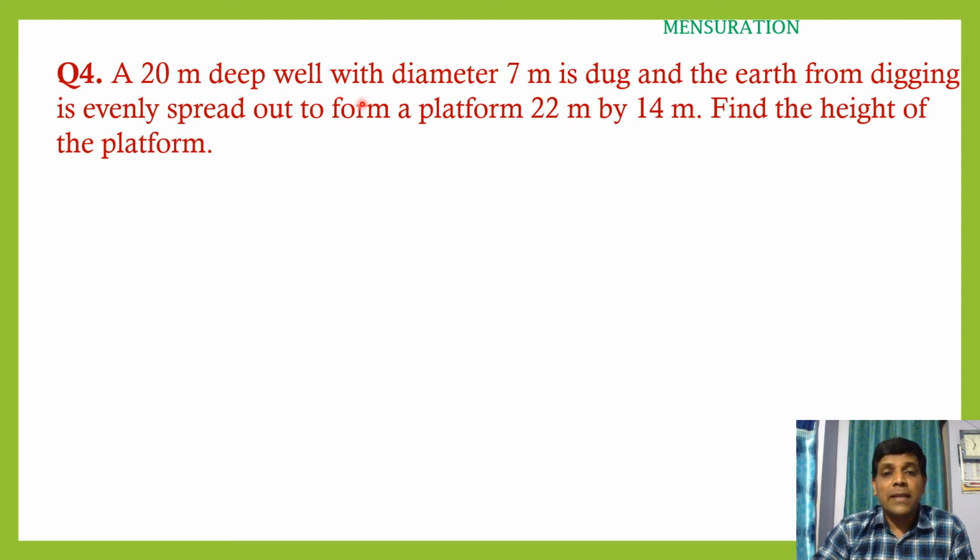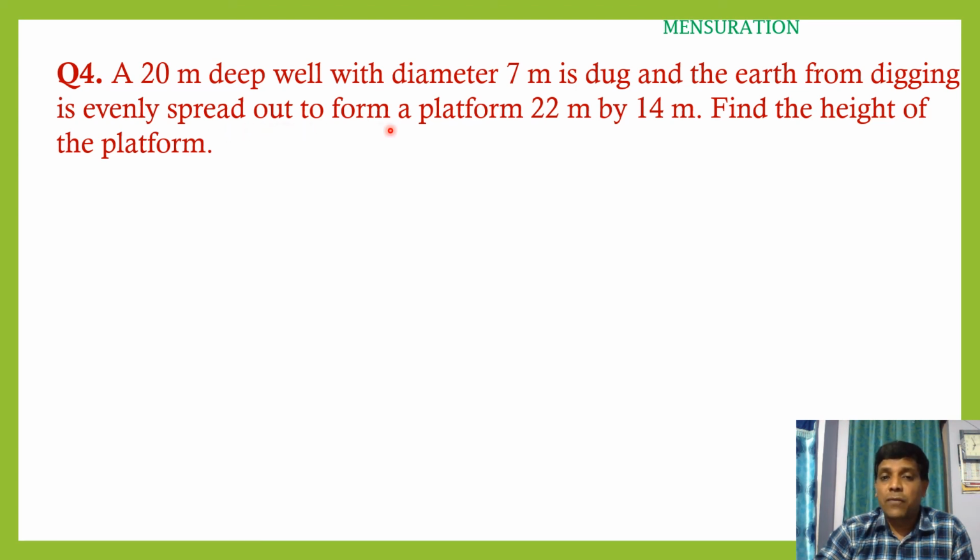With the diameter 7 meters is dug and the earth from digging. So after digging, we get sand or mud. The sand or mud is spread evenly. Now we get a platform. What are the measurements of the platform? 22 meters length and 14 meters breadth. Find the height of the platform. So here the given solids are cylinder and cuboid.